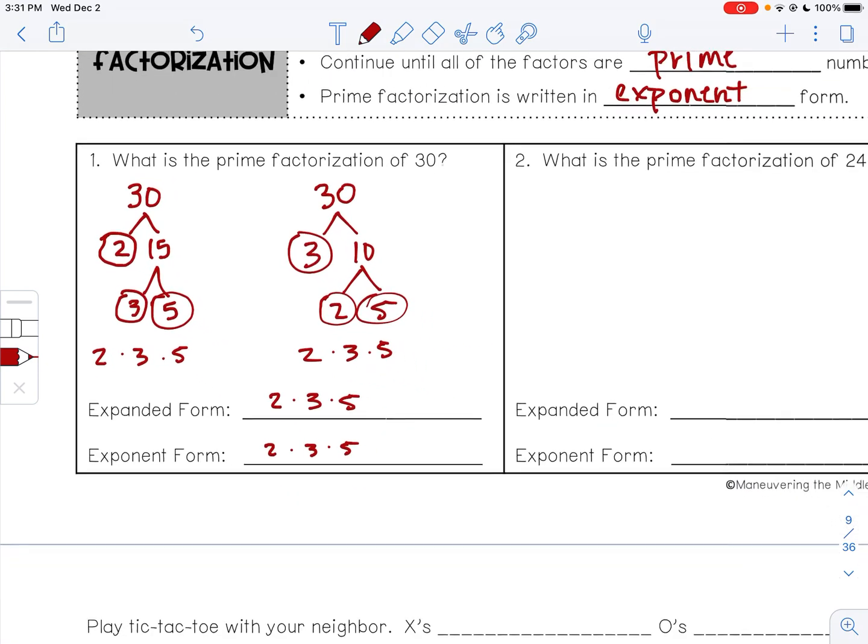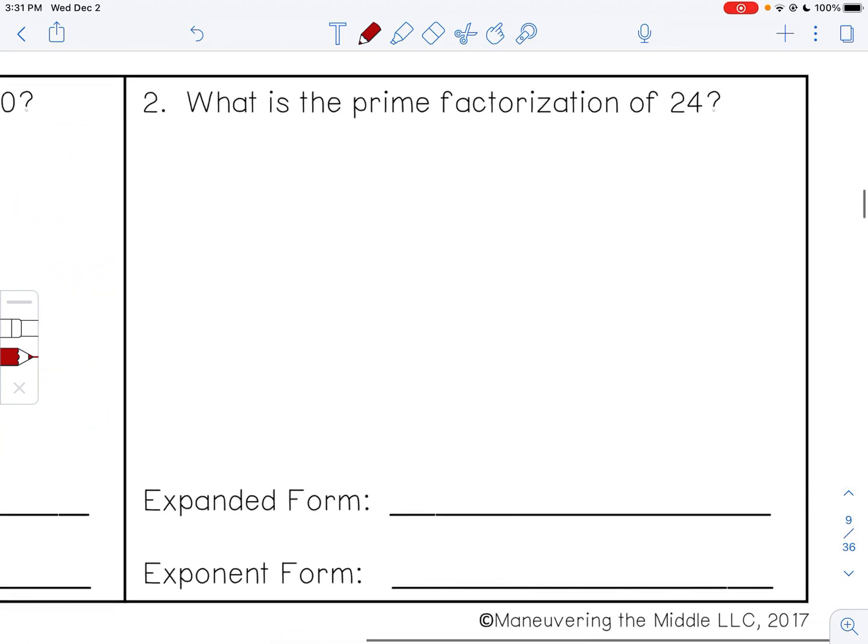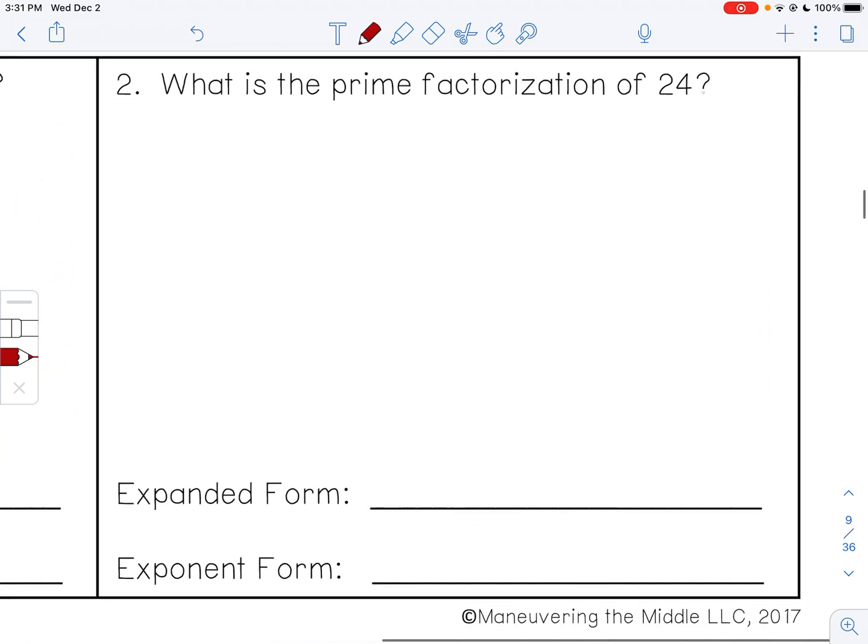All right, let's move on to number 2 for another example. So what is the prime factorization of 24? So again, I'm going to create a factor tree, and all the factor tree is just a diagram. So I have 24 at the top, and I want to draw 2 branches coming off of the 24.